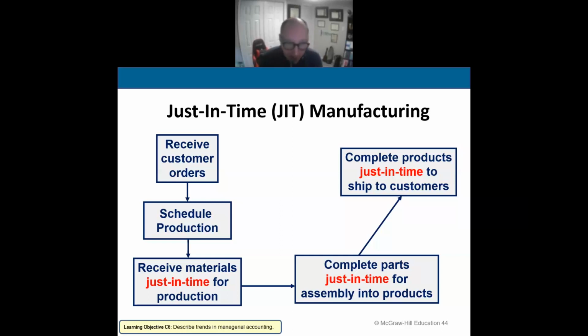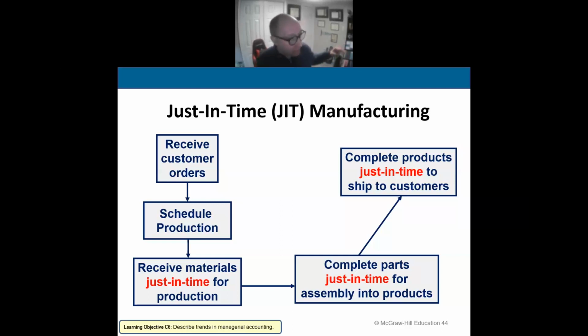Toyota follows a different model. They use what's called just-in-time manufacturing. They manufacture the vehicles when they receive orders from their customers. They schedule the production, they order their raw materials just in time for production. They complete the manufacturing process just in time to be shipped to the customer.